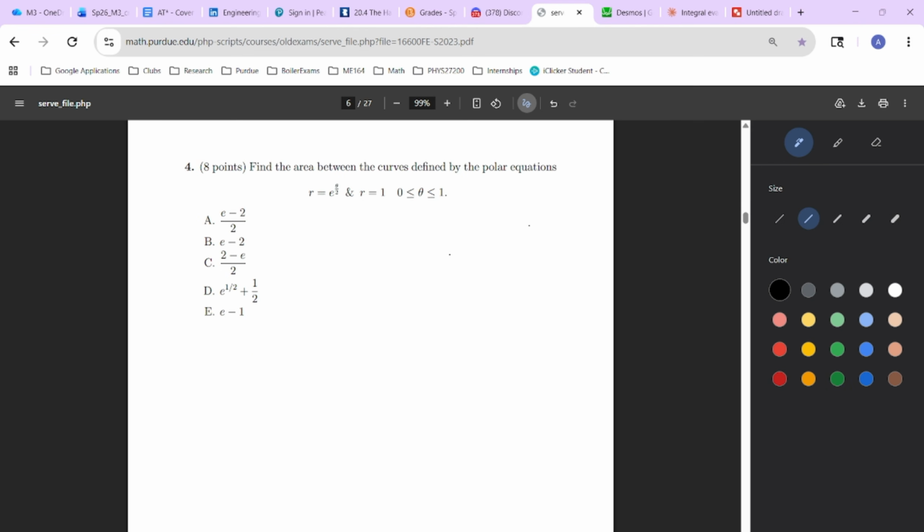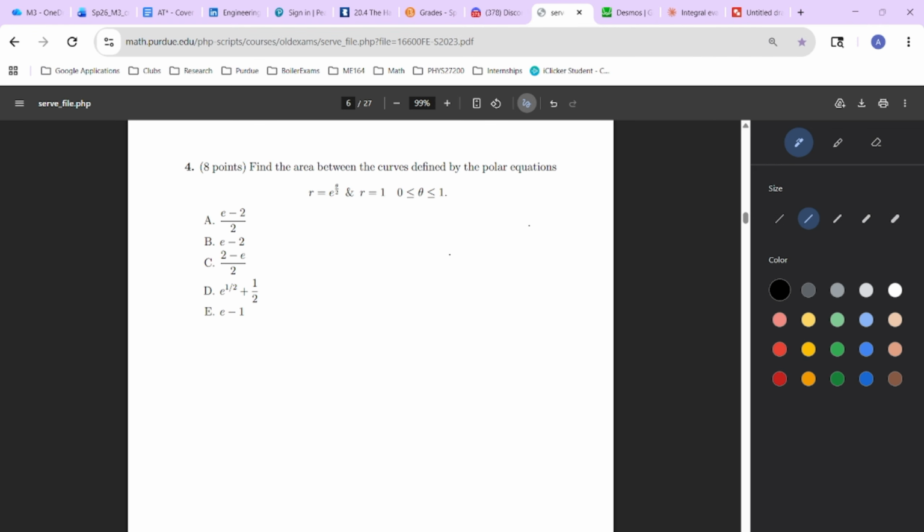Welcome and welcome back, everybody. Thanks for joining me today as we cover question 4, which asks us to find the area between the curves defined by the polar equations r is equal to e to the theta over 2 power, and r is equal to 1, where theta is between 0 and 1 inclusive.